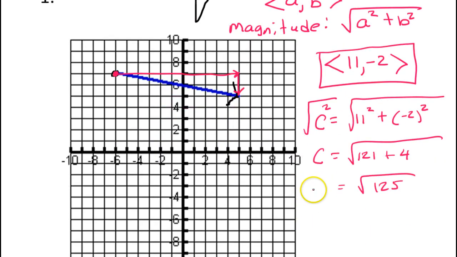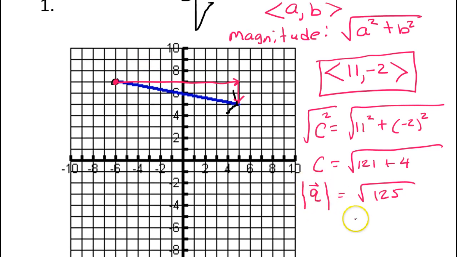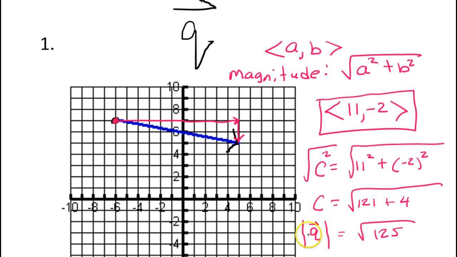Now, the creators of this worksheet have called this vector Q. So let's use our notation. If I want to talk about the magnitude of vector Q, then I put these symbols around it like absolute value. But in the context of vectors, it means the magnitude or length of vector Q. So that's it. We found the component form, and now we found the magnitude.